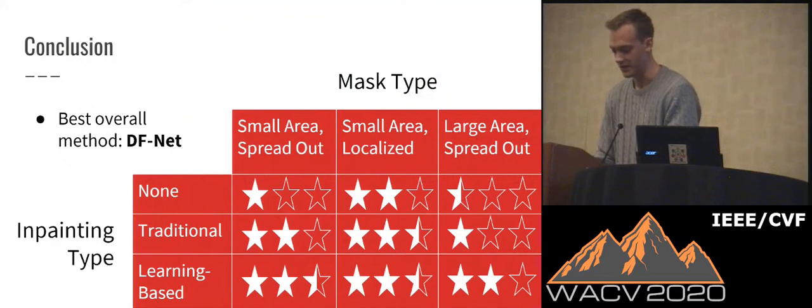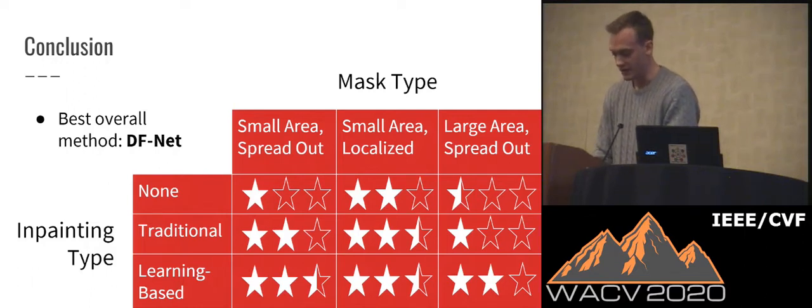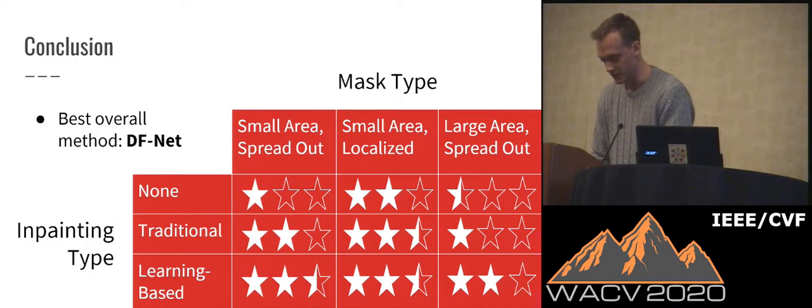So to summarize our findings, learning-based methods as a group outperform the traditional methods, with the best overall being Deep Fusion Network. Interestingly though, the traditional methods do hold their own when the total mask area is around 20% or less. And finally, we found that actually blacking out the mask region does almost as well as inpainting when the mask is contiguous and localized to one area.